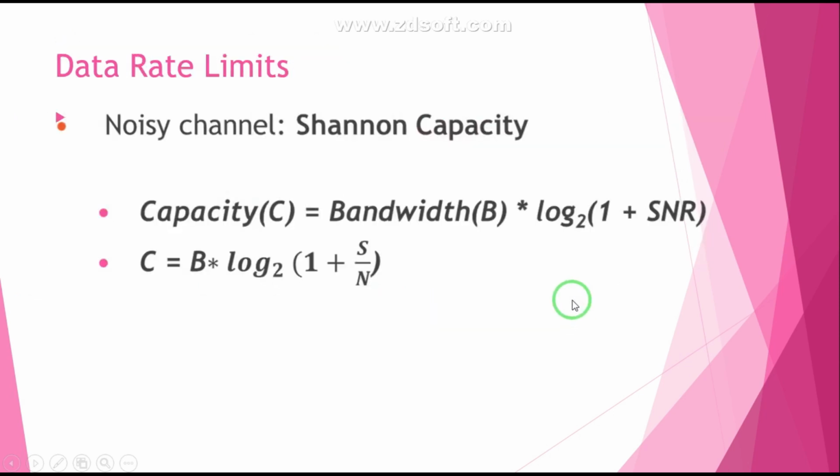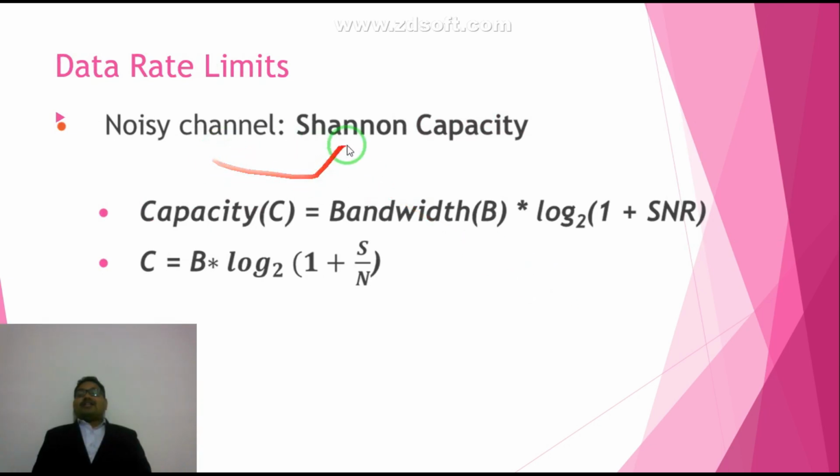So basically guys, here we are going to consider the noisy channel, because ideally no channel is noiseless. In the practical world, every channel is a noisy channel. So Shannon determined the capacity of the channel. It means the theoretical maximum limit up to which the data can be transmitted.